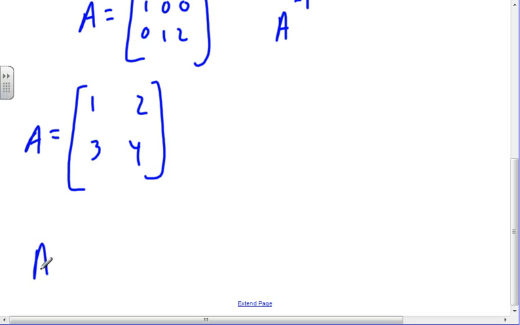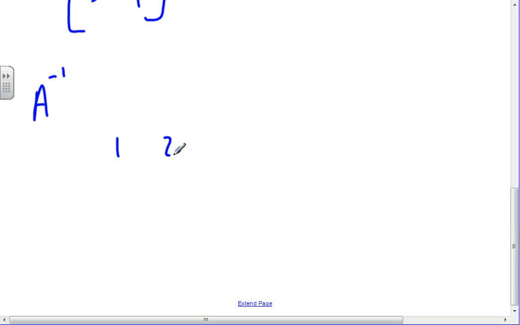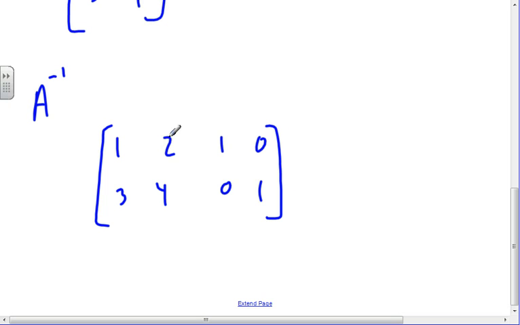And somebody take their calculator and get the answer for me so that when I get to it, I know it's right. So what I'm going to do is go 1, 2, 3, 4, put 0, 1, 0, 1. And I'm going to make a matrix that looks like that. And then I'm going to do elementary row operations on this matrix until I get the inverse matrix on this side. When I get the identity matrix on this side, I will have the inverse matrix on the other side.